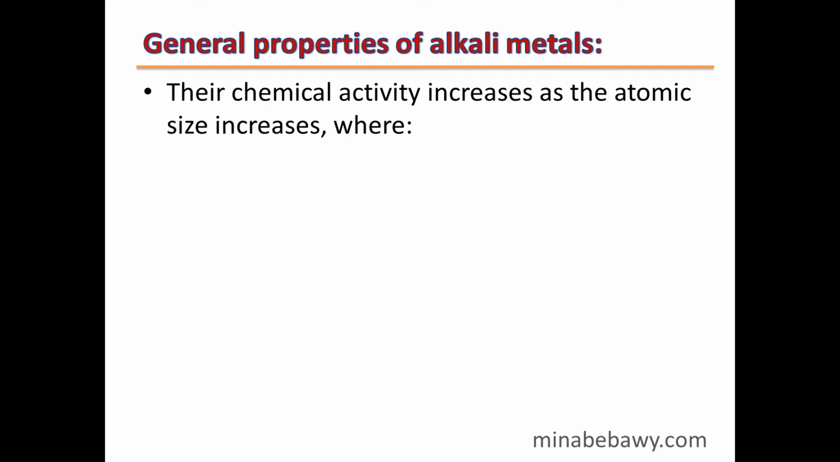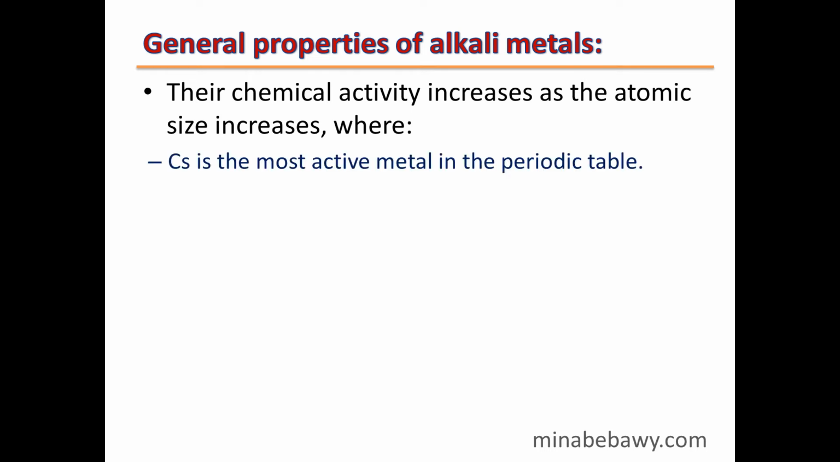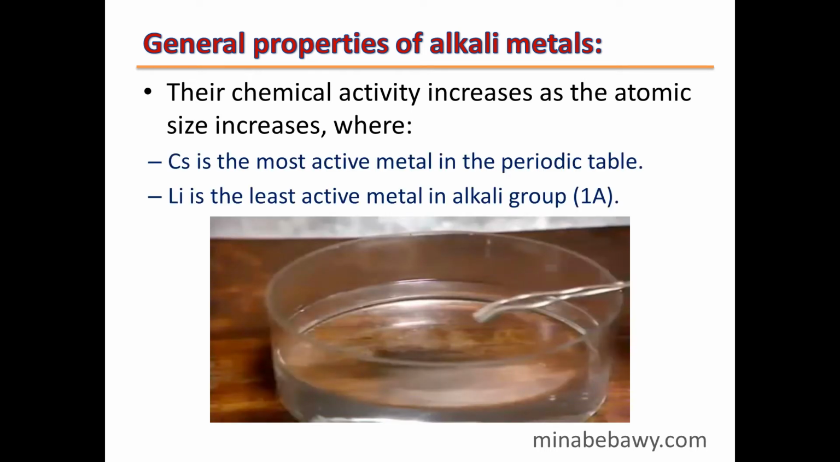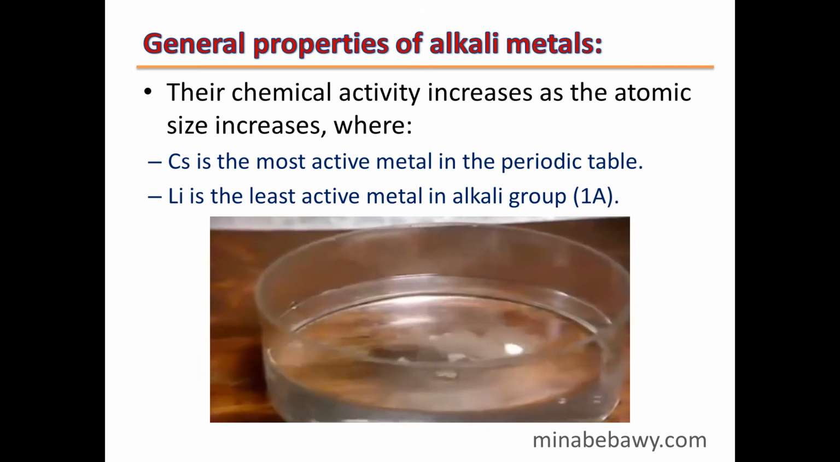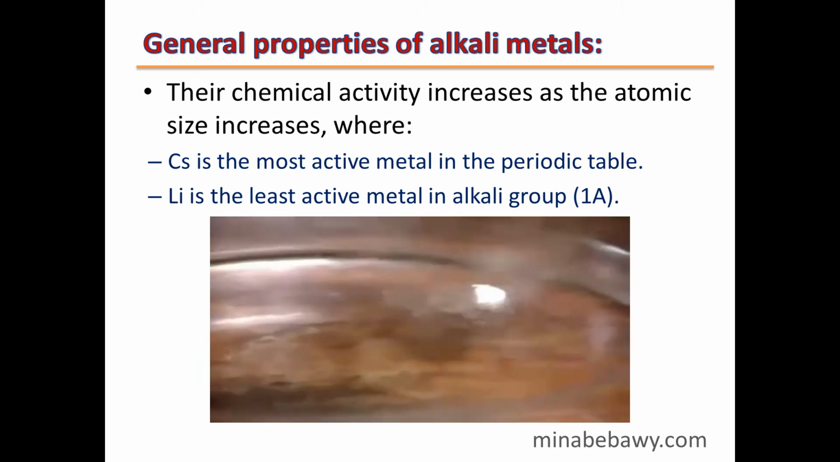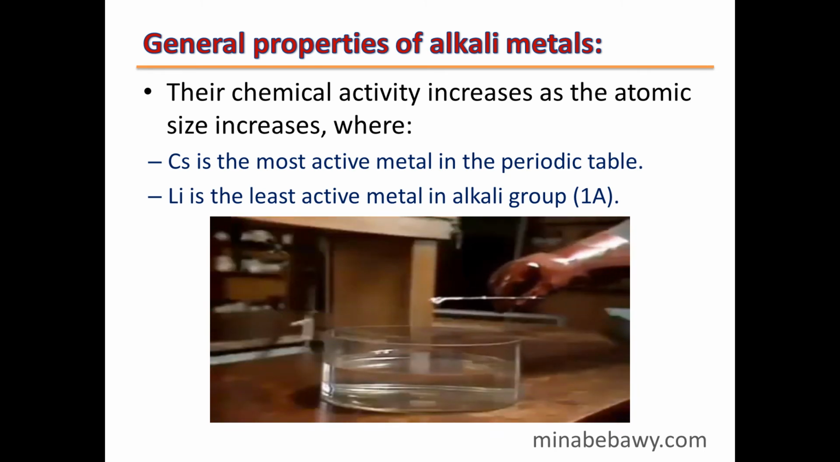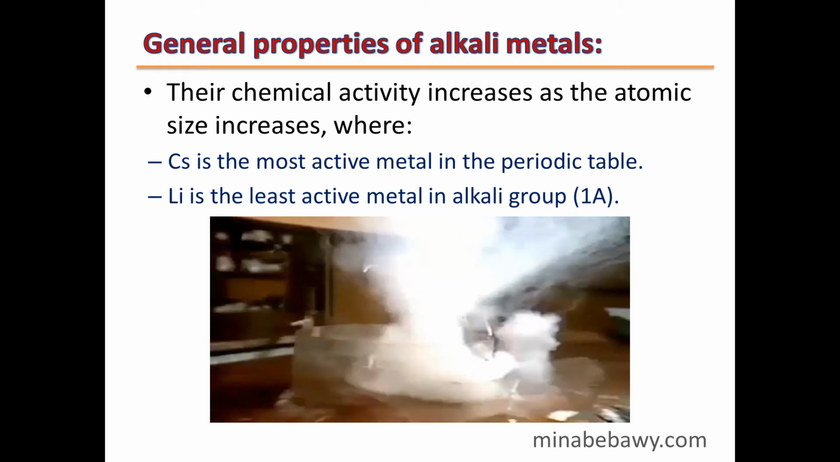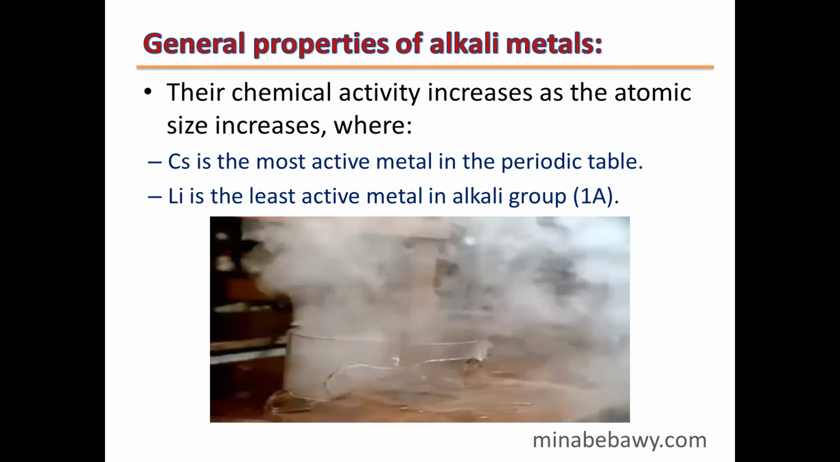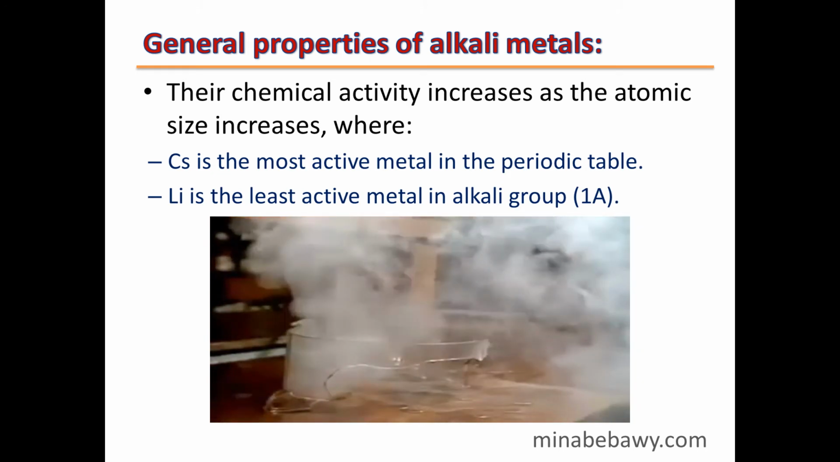The sixth property is their chemical activity increases as the atomic size increases, where cesium is the most active metal in the periodic table, whereas lithium is the least active metal in the alkali group or group 1A. As you can see, the last one is cesium, which is very active. The first one was lithium, which is active but much less active than cesium.